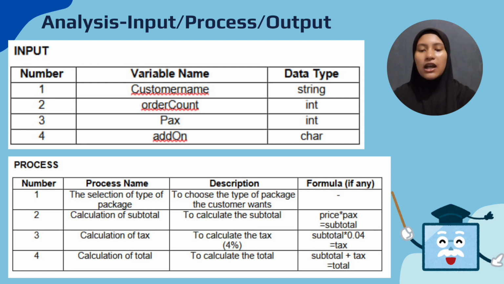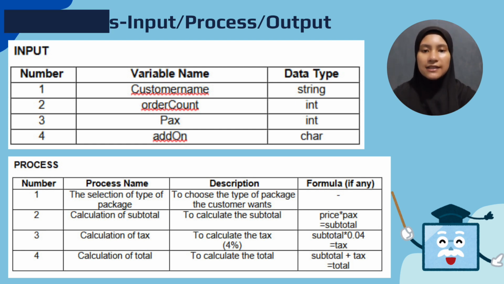And the third one, the calculation of tax. It is to calculate the tax, which is 4%. In the formula, the 4% is converted to 0.04. So the formula for calculation of tax is subtotal multiplied with 0.04. And the last one is the calculation of total. It is to calculate total. So the formula is subtotal plus tax.